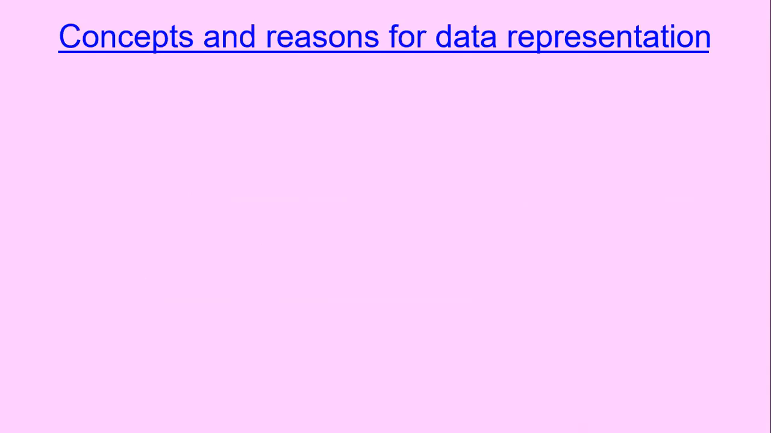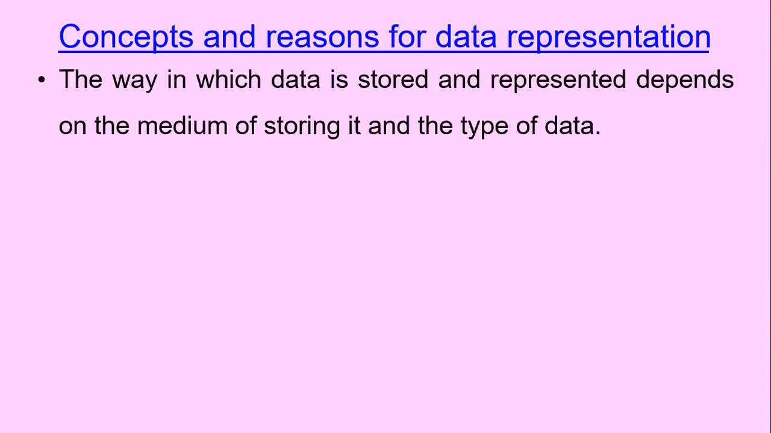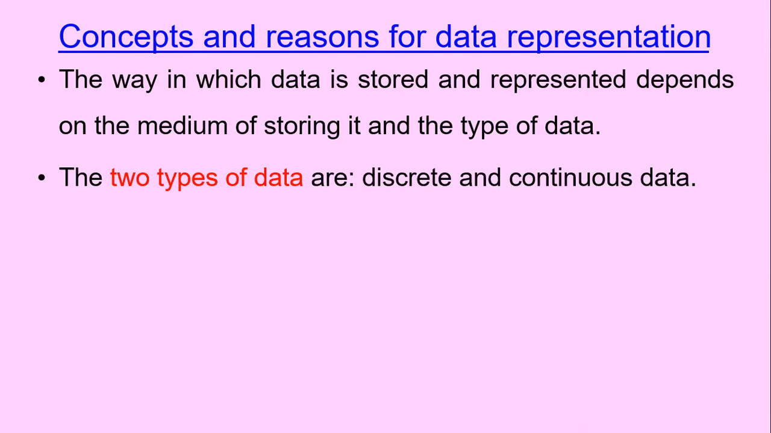Let's now look at the concepts and the reasons for data representation. The way in which data is stored and represented in the computer depends on the medium of storing it and the type of data. The two types of data are discrete data and continuous data.